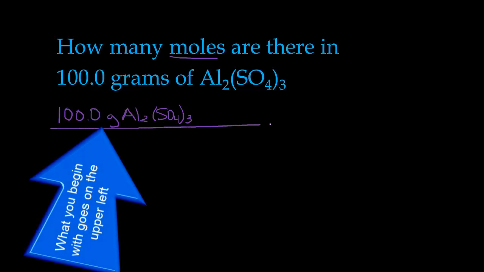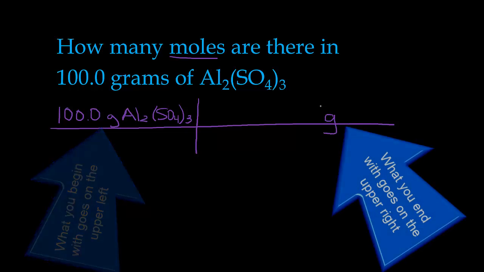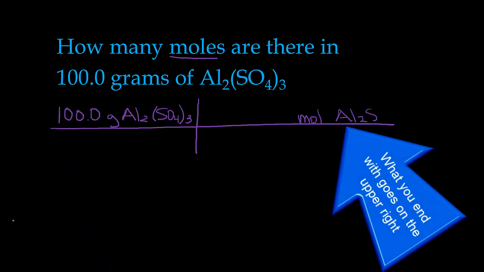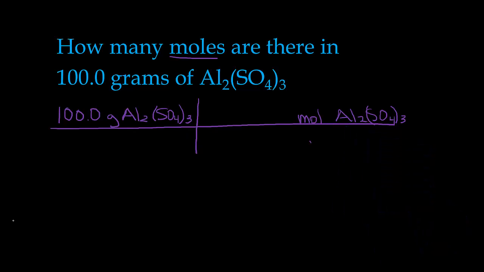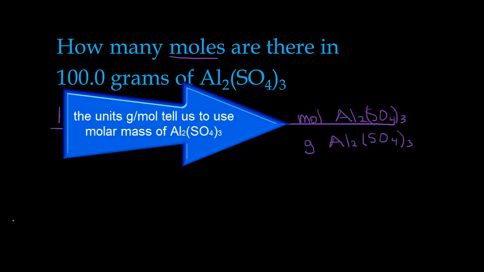So I'm going to go ahead and draw my dimensional analysis grid, and I want to end up with moles of aluminum sulfate on top over here. This is what I want to end up with. I need to get rid of the grams of aluminum sulfate, so I'm going to put it down here. We have grams per mole again. That is molar mass, so we need to find the molar mass of aluminum sulfate.